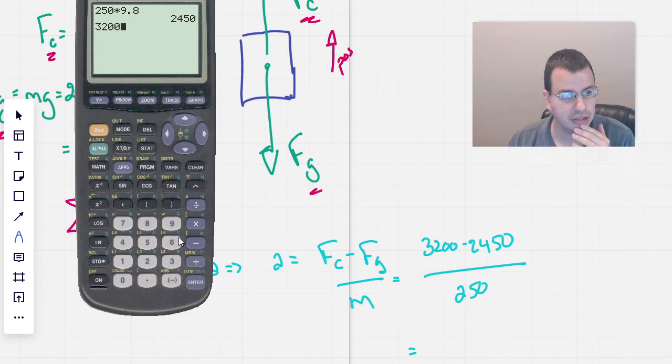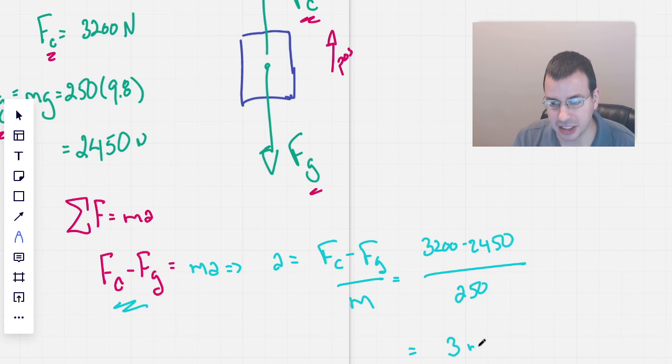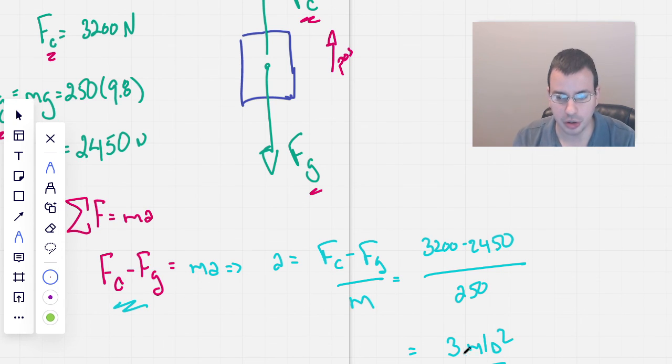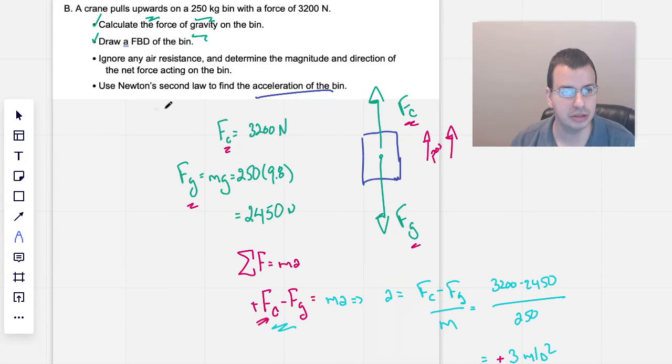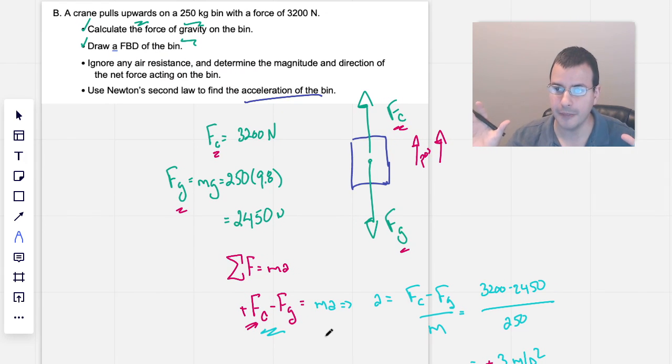So 3,200 minus the 2,450, divide that by 250. And we have 3. And acceleration is going to be measured in meters per second squared. Specifically, this is positive 3. And so this positive means it's going to be moving in the same direction as the force of the crane. So it's going to be moving upward at 3 meters per second squared. Yep, looks like we answered the question. And that's how I would approach this problem.